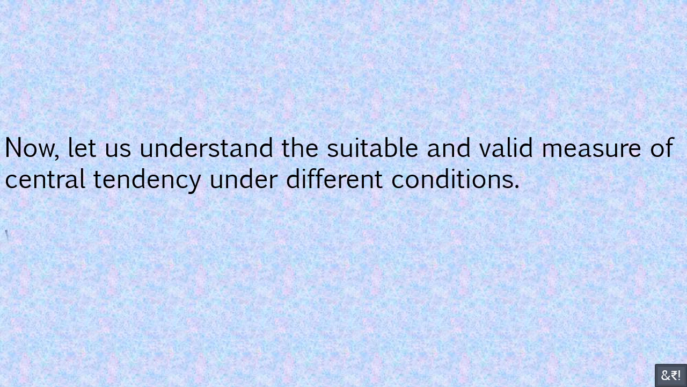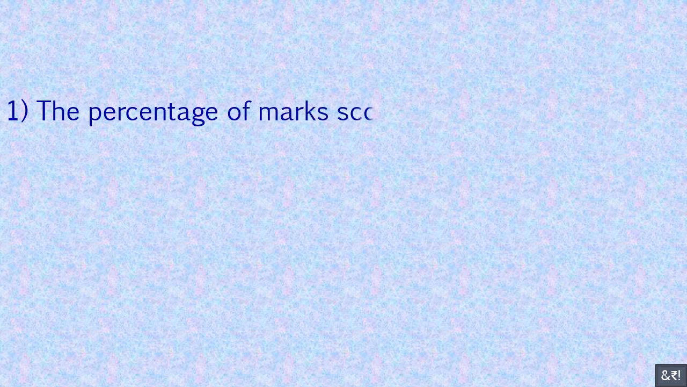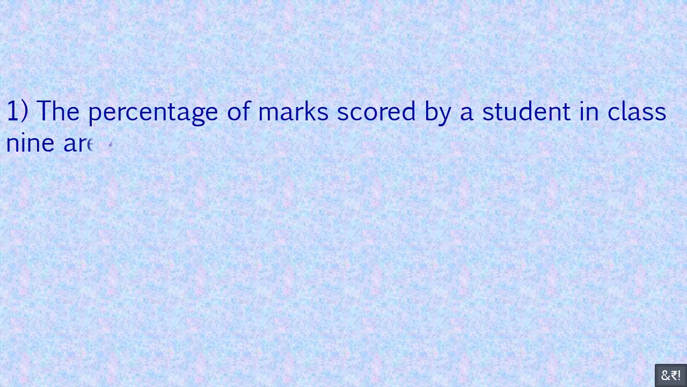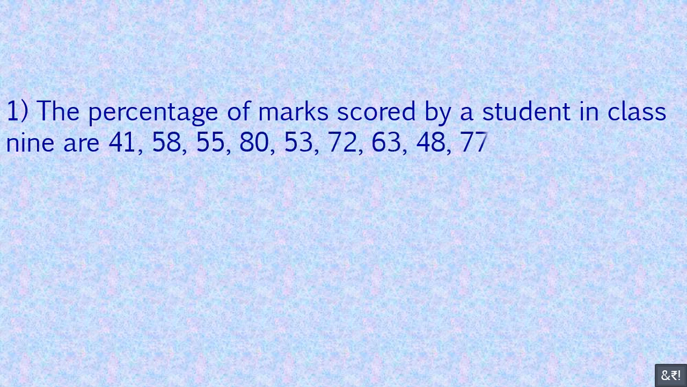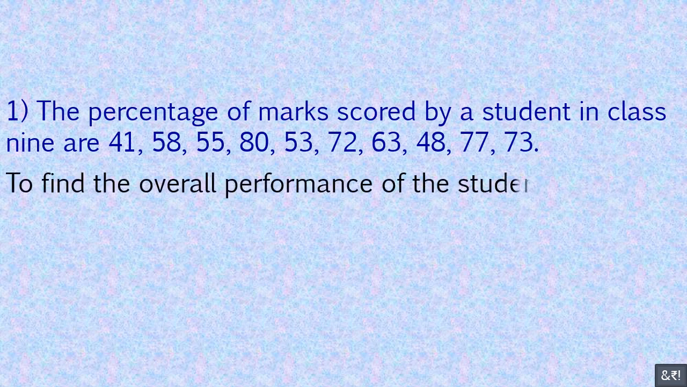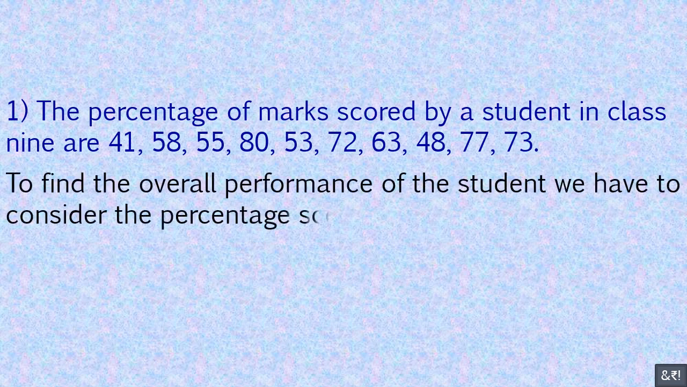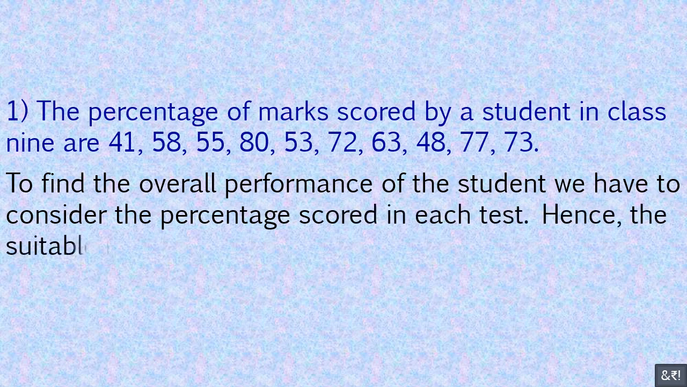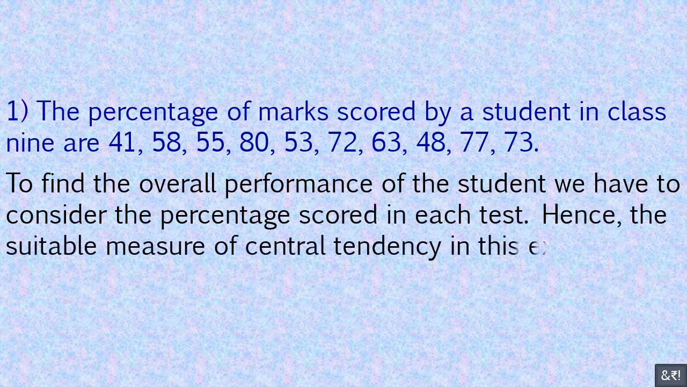Now, let us understand the suitable and valid measure of central tendency under different conditions. We can get it by some examples. Example 1. The percentage of marks scored by a student in class 9 are 41, 58, 55, 80, 53, 72, 63, 48, 77, 73. To find the overall performance of the student, we have to consider the percentage scored in each test. Hence, the suitable measure of central tendency in this example is mean.